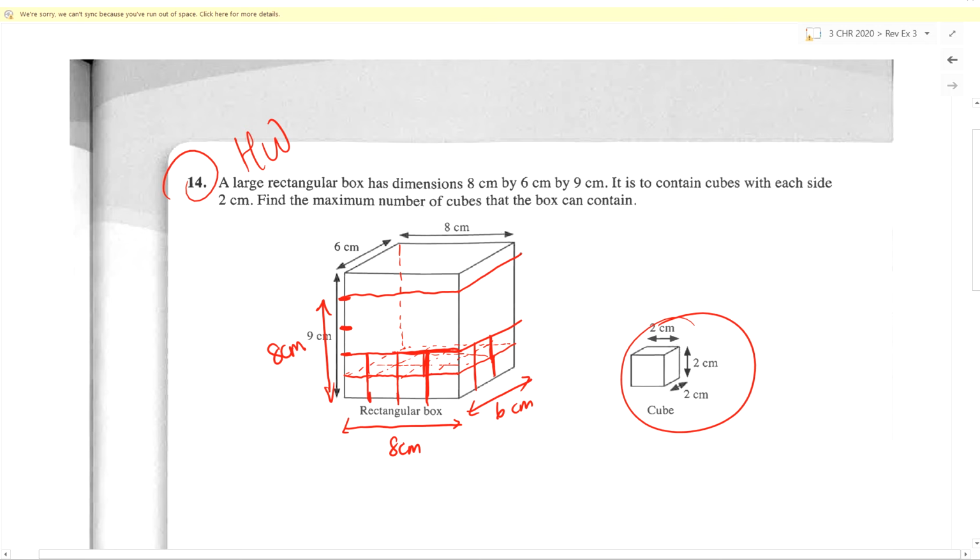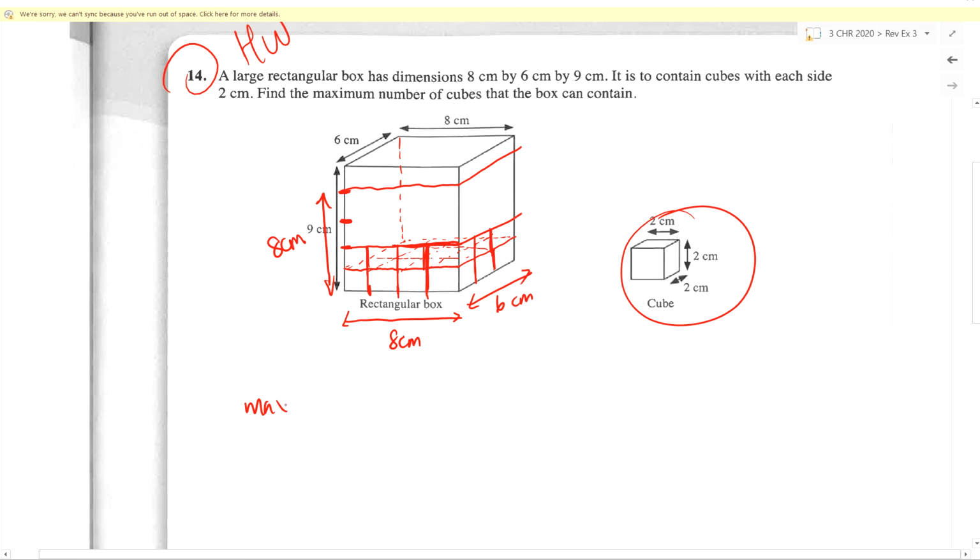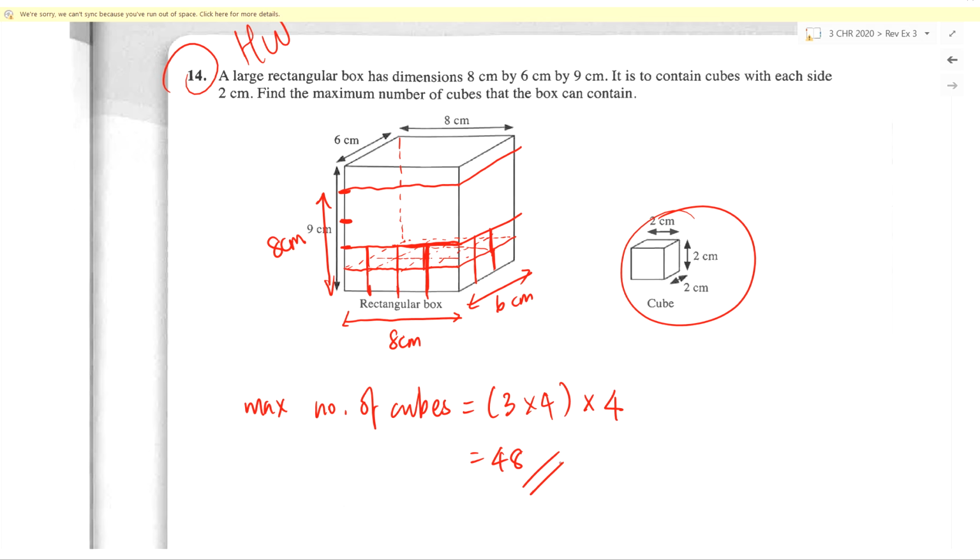So the maximum number of cubes equals, now we know that it is 12 times 4, but where did the 12 come from? It came from 3 times 4, or 4 times 3. That's the bottom layer, that's where we get the 12. Then we multiply this by the 4 layers, the 4 levels. And we get 48. Requires some visualization to see what's happening. But not tough, also not difficult.